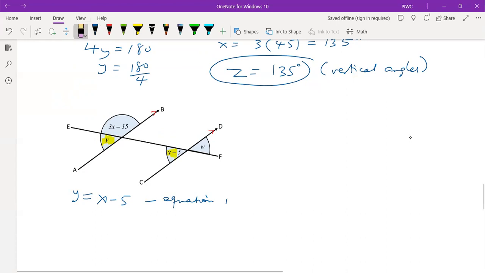All right. So if we come back to our diagram, angle y and angle 3x minus 15 lie on a straight line. So they are supplementary to each other. They add up to 180 degrees. So we can write an equation for that. In other words, y plus 3x minus 15 should be equal to 180 degrees. Let's call that equation 2.